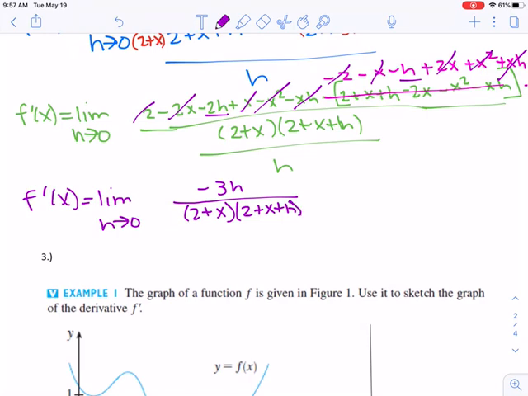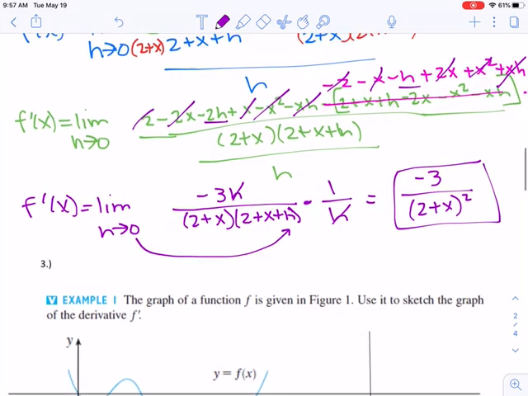And if we're dividing that by h, that means I'm going to change my sign to multiplication and flip over my h to become 1 over h. So my h's cancel, and now I can go ahead and plug that 0 in, and I no longer have a denominator of 0. So I'm going to have a limit or a derivative of negative 3 over, I have a 2 plus x and a 2 plus x, which is going to be a 2 plus x quantity squared.